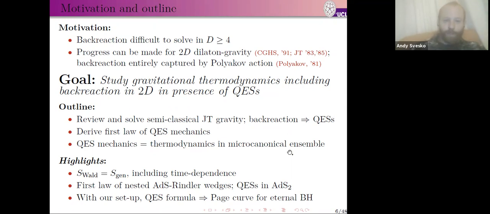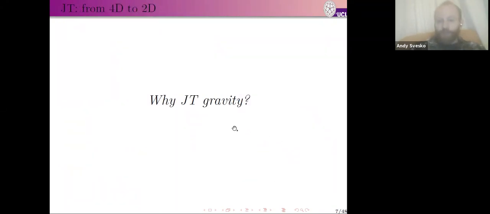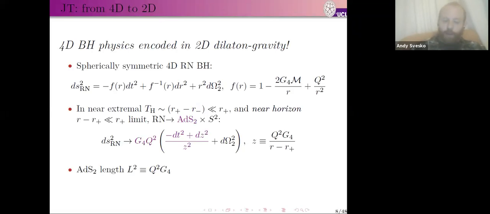So, okay. First I want to motivate why even study a two-dimensional theory of gravity and why JT gravity. It's essentially because four-dimensional black hole physics is encoded in 2D dilaton gravity. One way to see this is that you can consider a spherically symmetric, asymptotically flat, charged black hole. In the near-extremal and near-horizon limit, the geometry goes like AdS2 cross the 2-sphere, where here in purple is the AdS2 geometry, which I've written in Poincare coordinates. And the length of the AdS2 region is proportional to the charge of the higher-dimensional black hole.